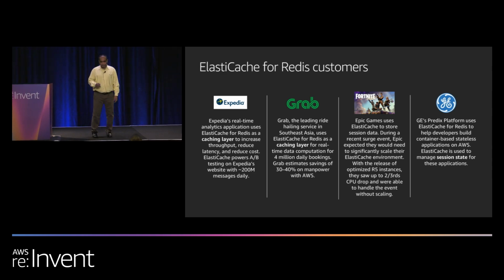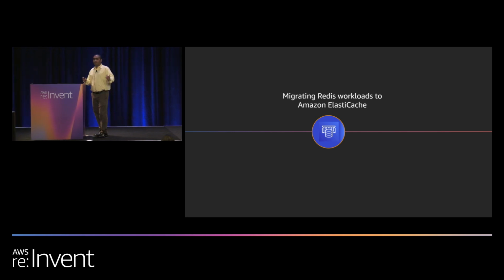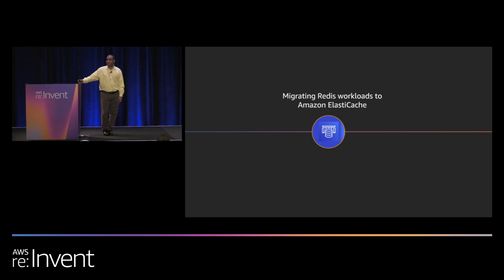With that said, let's talk about how many people actually are hosting Redis on EC2 in this group. 1, 2, 3. Okay. So let's talk about migrating your workloads to ElastiCache.